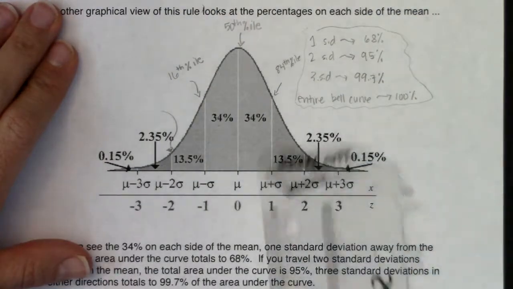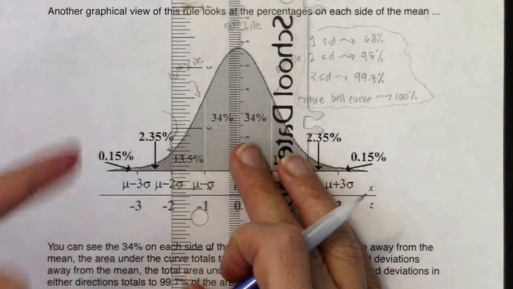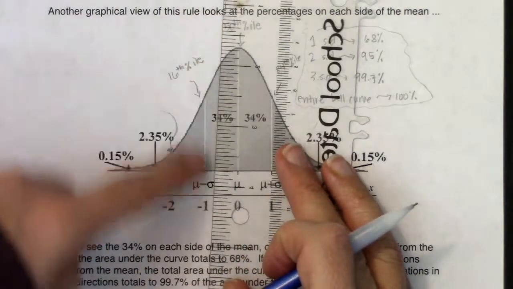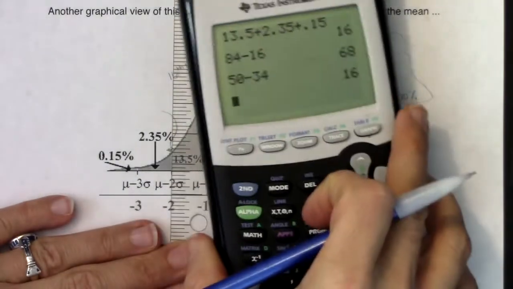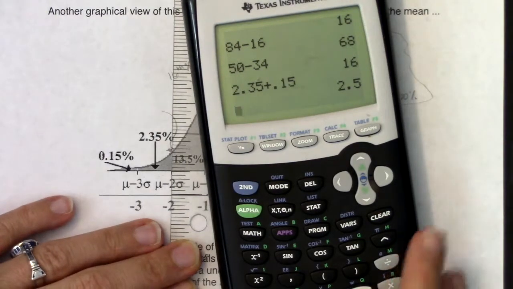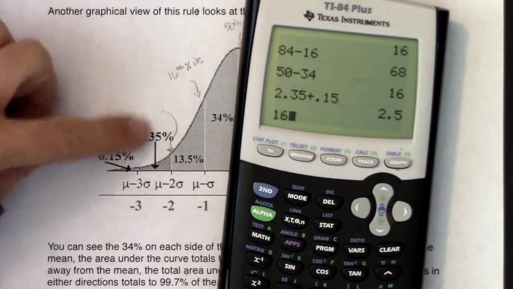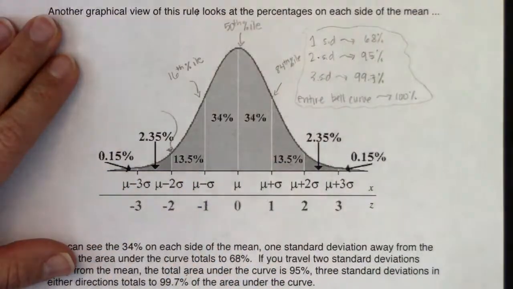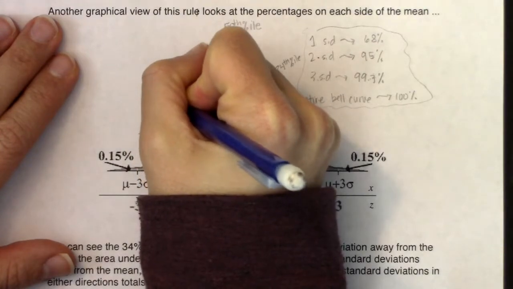All right, so now let's figure out what's the area to the left of my ruler at this point. And you have a couple of ways. You could add 2.35 and 0.15, or you could take 16 and subtract 13.5. So let's do it both ways just so we can see it. I could do 2.35 plus 0.15 and figure out, oh, that's the 2.5th percentile. Or really what I would do is start at 16, but I'm going to lose 13.5%, so I'm getting to 2.5. So this is the 2.5th percentile.